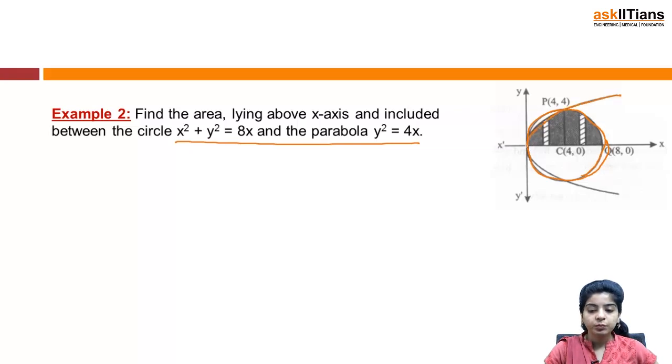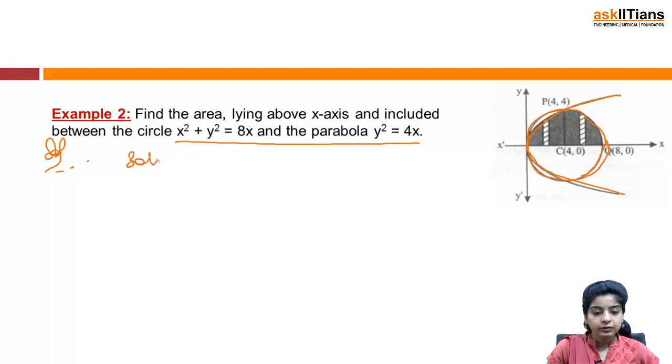See, the graph should be very accurate, only then will you be able to compute your area very easily. So, once you have drawn the figure, this is simple, you just have to draw the circle x² + y² = 8x and the parabola y² = 4x, and therefore the required area is this shaded portion. So, first of all, again we will find out the points of intersection.